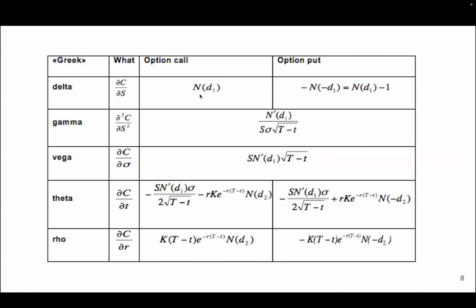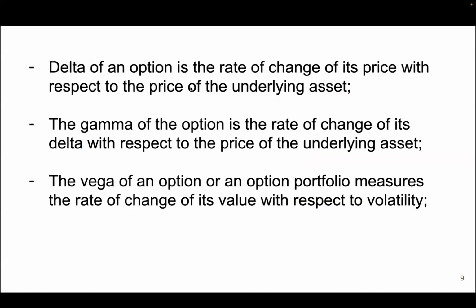Do you understand? Okay, so I think that you understood that delta is the rate of change of its price with respect to the price of the underlying asset. Okay, so delta.